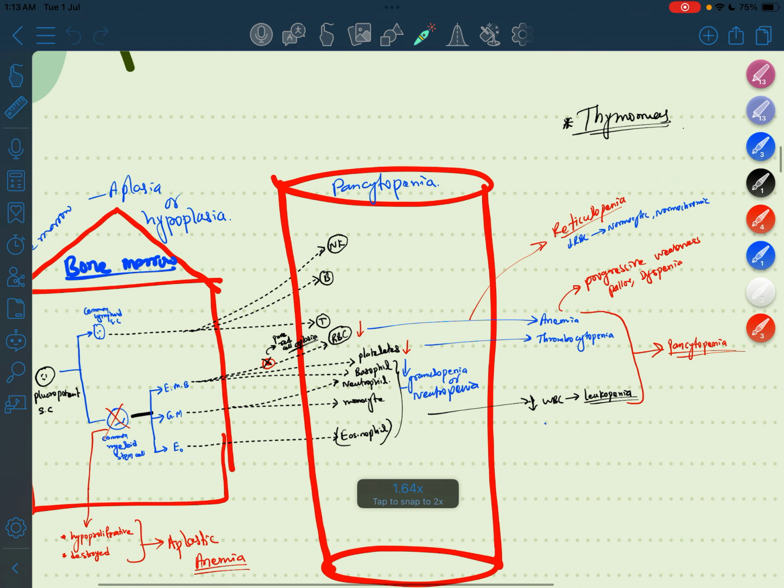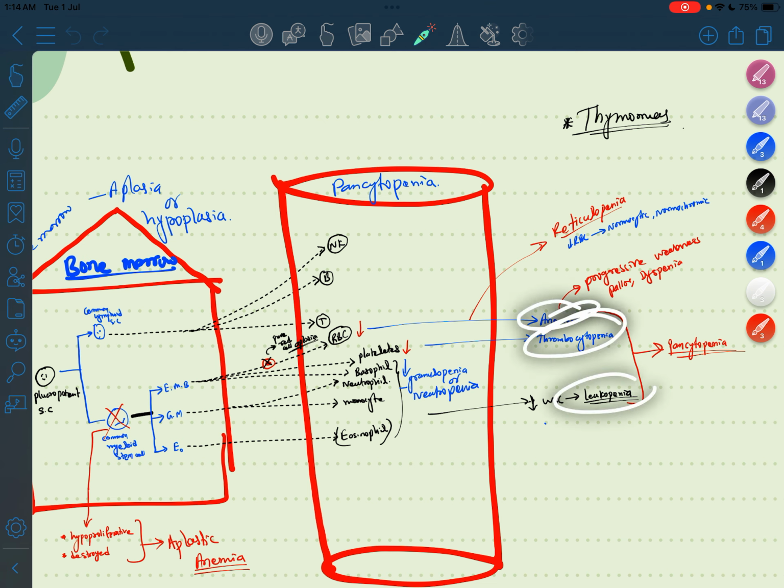If there is a decrease in RBC, it is anemia. If there is a decrease in the platelets, there is thrombocytopenia. If there is a decrease in RBC, platelets, basophil, neutrophil, monocyte, and eosinophil, that is known as pancytopenia. All are decreased: anemia, thrombocytopenia, and also leukopenia. If all three come together, that is known as pancytopenia.